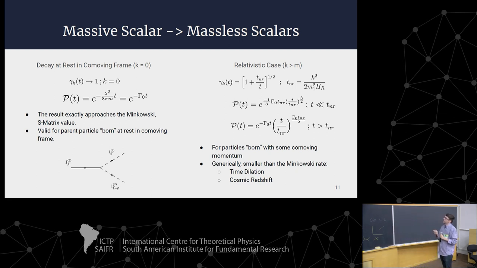These decay rates are generically smaller than the Minkowski results, and this can be understood as a consequence of just local time dilation and the effect of cosmic redshift. NR means non-relativistic, and this is T_NR. So this emerges naturally throughout the calculation, but all it is basically is a time. You can see it's the momentum over the mass, right, plus the Hubble. So it's just tracking when, beyond this time, the particle has become non-relativistic due to cosmic redshift. Okay, so that's the scalar-to-scalar case.